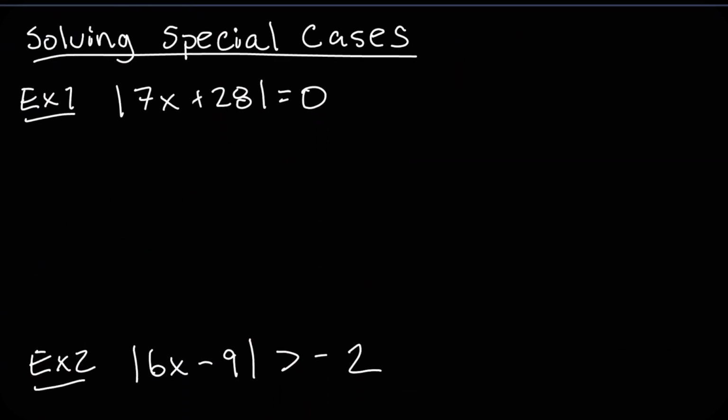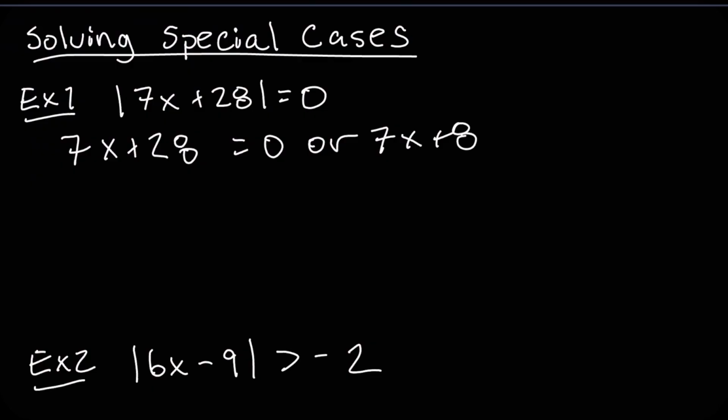Solving some special cases here, we have the absolute value of 7x plus 28, and now we're setting it equal to 0. So let's see what we need to do here. Again, this will be our first case since we have an equal sign. So we have 7x plus 28 equals 0, or 7x plus 28 equals negative 0. Well, this is just 0 in both cases, so we really just need to solve one equation.